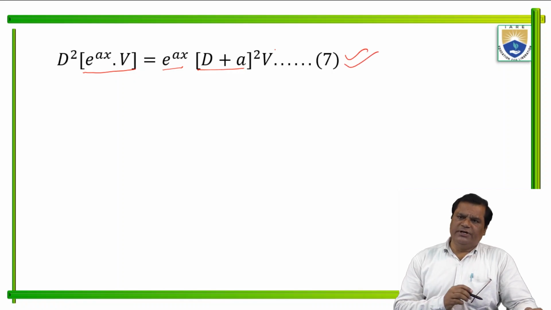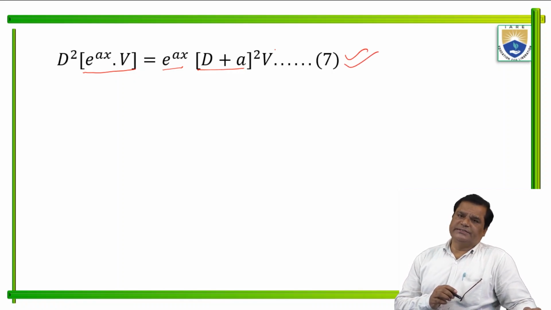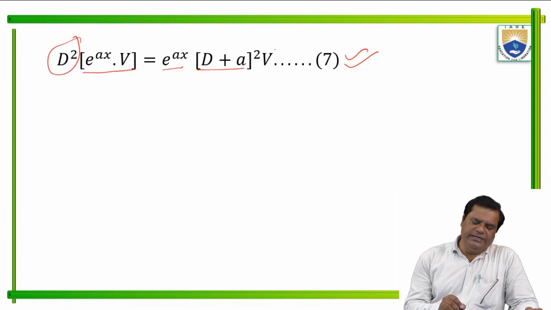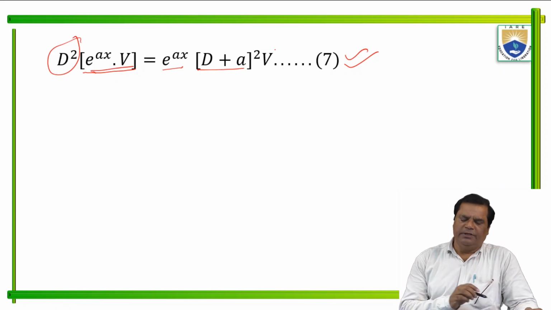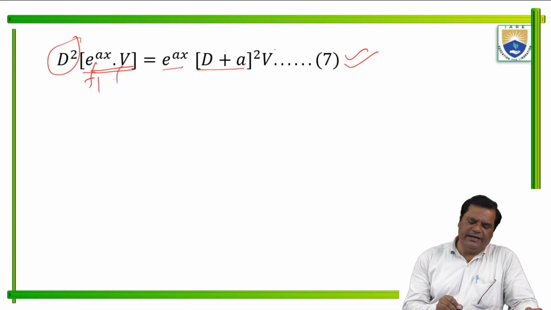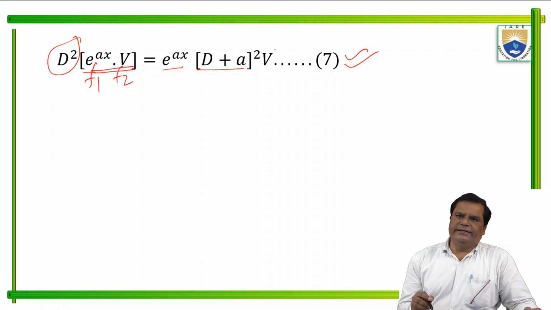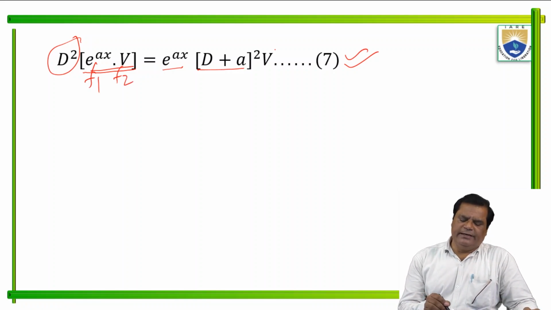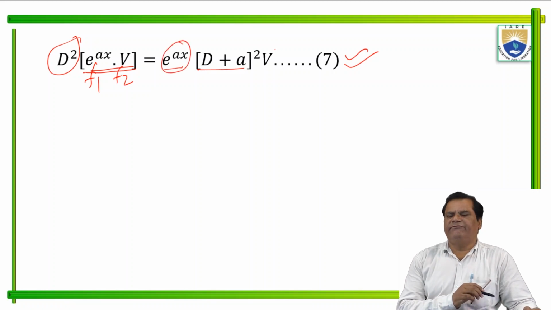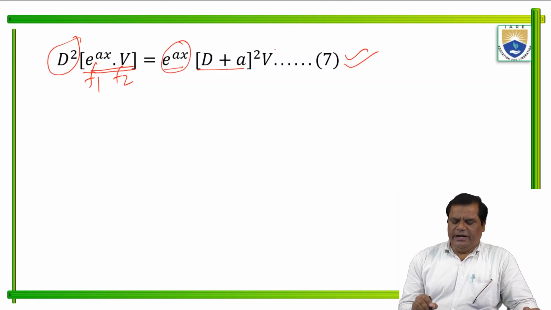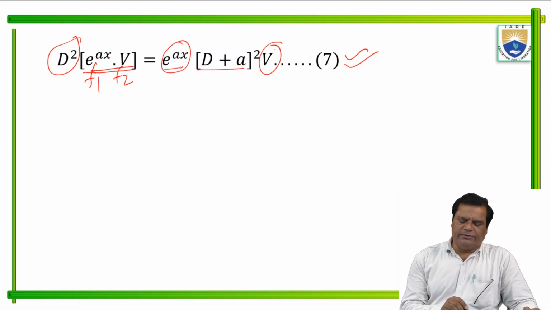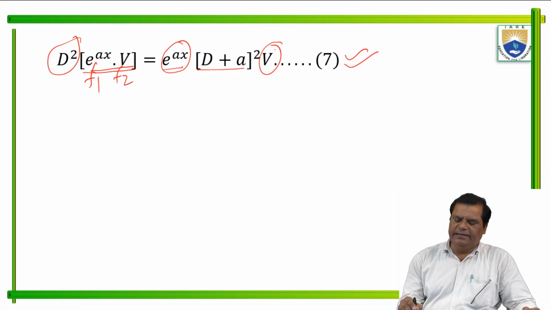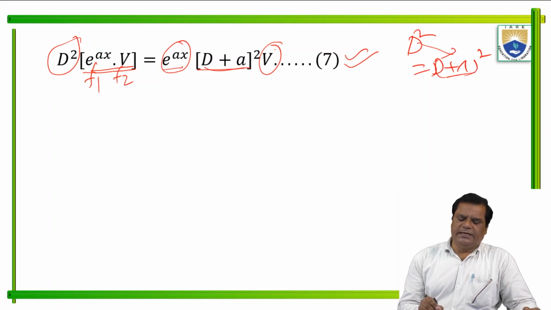So what is the conclusion of equation 7? We discussed that if we differentiate this q two times, where q is two functions f1 and f2, then finally we get the exponential function on the left side in multiplication and v on the right side, and in place of D square we write (D plus a) whole square. So this value is put here, (D plus a) whole square.